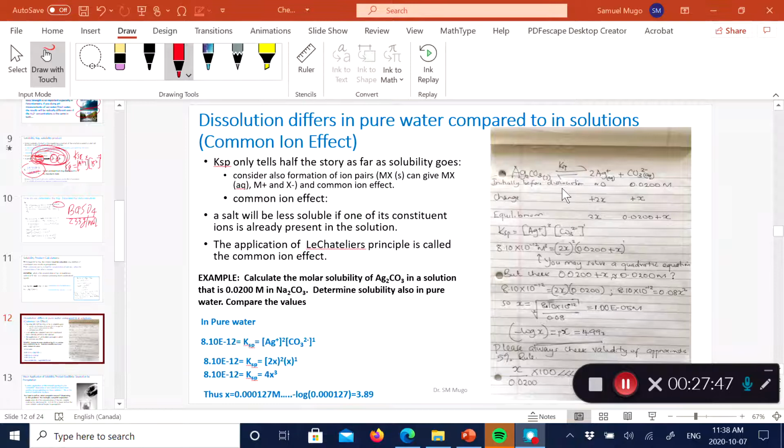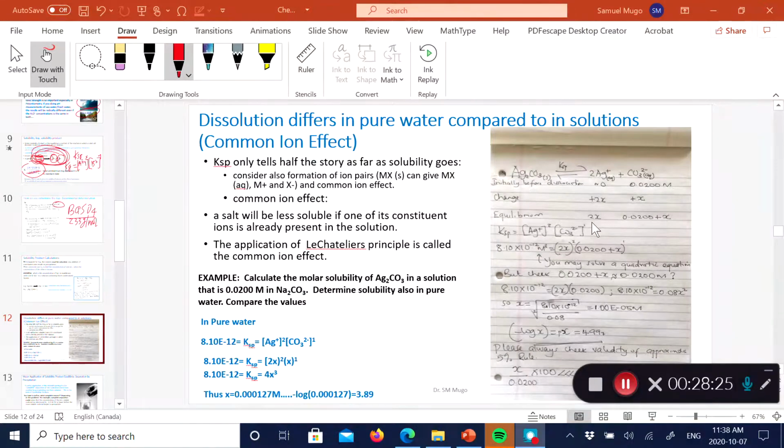So you can see up here, again, what I need to do is write up the reaction that is taking place. The silver carbonate is dissociating into silver. For 1 mole, I get 2 moles of silver and 1 mole of carbonate. But I'm dissolving it already in a solution that has got 0.2 molar. And so the change in equilibrium is going to be, for 1 mole I get 2 more, so that's a 2x. And for 1 mole I get just 1 mole of the carbonate, so that's plus x.